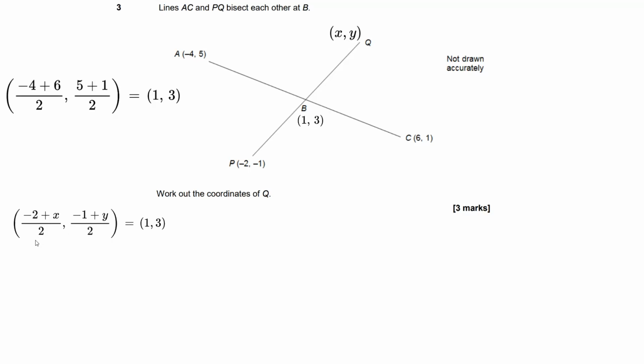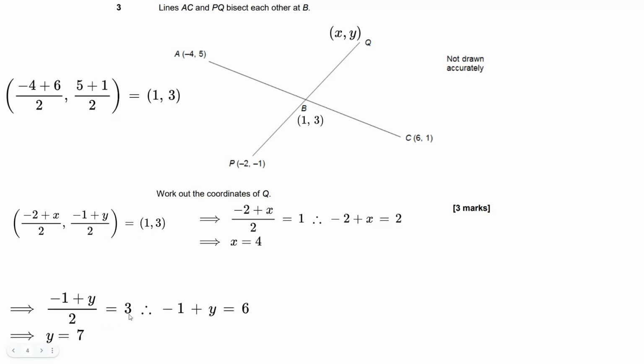So if we look at the x's first, we've got minus 2 plus x divided by 2 equals 1, and then times both sides by 2 to get minus 2 plus x equals 2. Add 2 to both sides, so this goes away. x equals 4. So that's your x coordinate there, so 4 here, 4 here. Now we're going to do the exact same thing, but look at the y coordinates. So we're saying that minus 1 plus y divided by 2 equals 3. And then 2 times by 3 is 6. So minus 1 plus y equals 6. And then y equals 7. And your coordinates are just 4, 7. 4, 7 here.